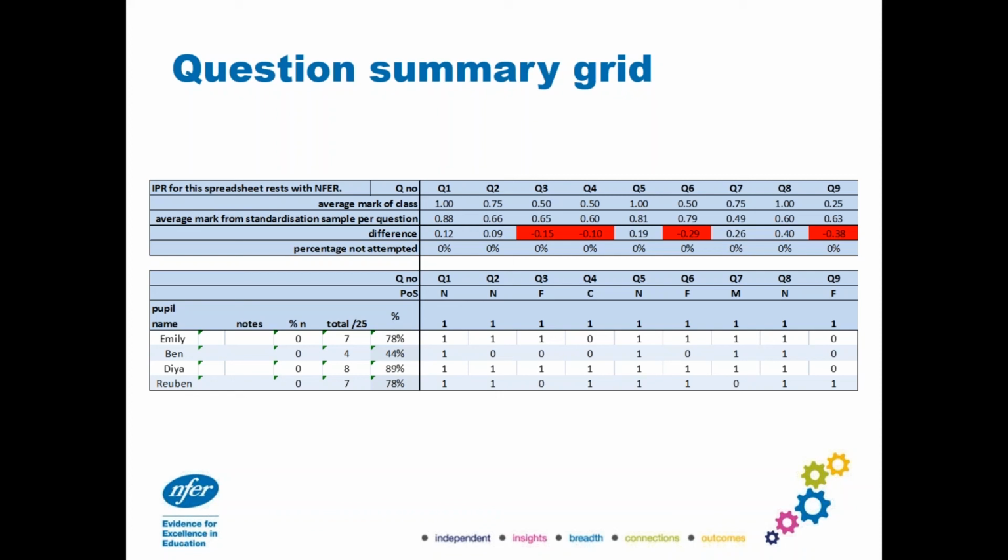It is Excel based. As you can see, you can enter your pupils' names on the left-hand side and their marks, and on the top row you can see the questions. And here you've got the average mark of the class, the average mark of the standardisation sample, and also the difference. Questions where your class is performing significantly worse than the standardisation sample are automatically highlighted in red. But this can also show particular areas of strength, and particular questions where your pupils might actually be doing better than the national average.